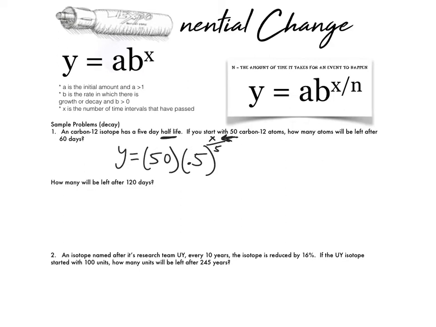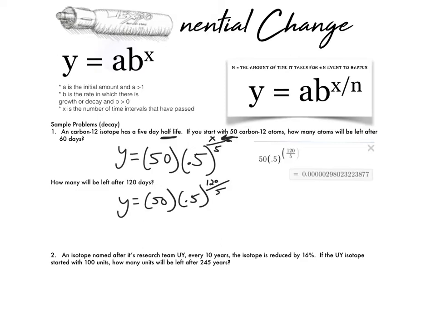How many will be left after 120 days? You would set this up. Plug in 120 on the top of the fraction in your exponent spot. When I put this in Desmos, this is what I get. A really, really, really small number.